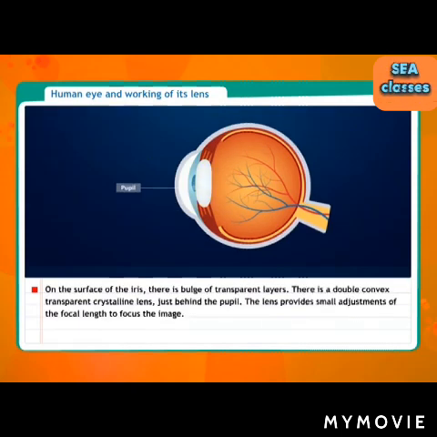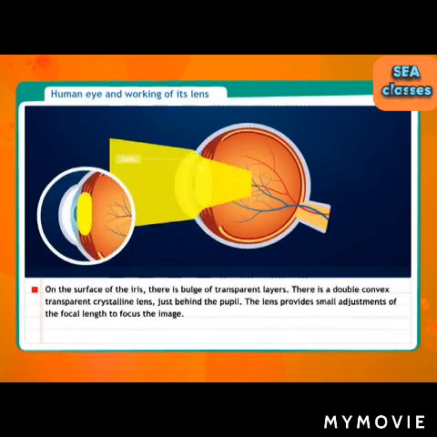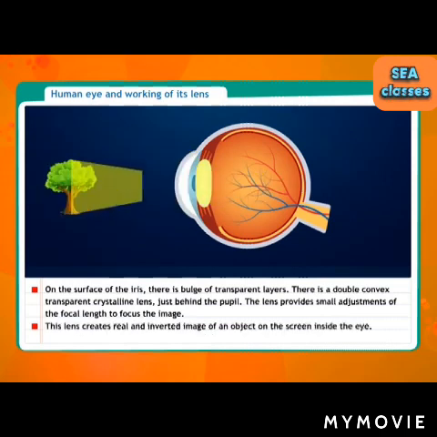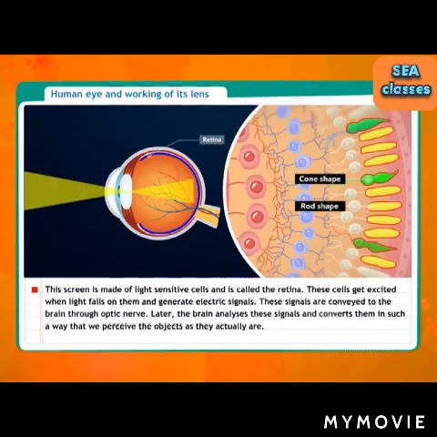On the surface of the iris, there is a bulge of transparent layers. There is a double convex transparent crystalline lens just behind the pupil. The lens provides small adjustments of the focal length to focus the image. This lens creates a real and inverted image of an object on the screen inside the eye. This screen is made up of light-sensitive cells and is called the retina.